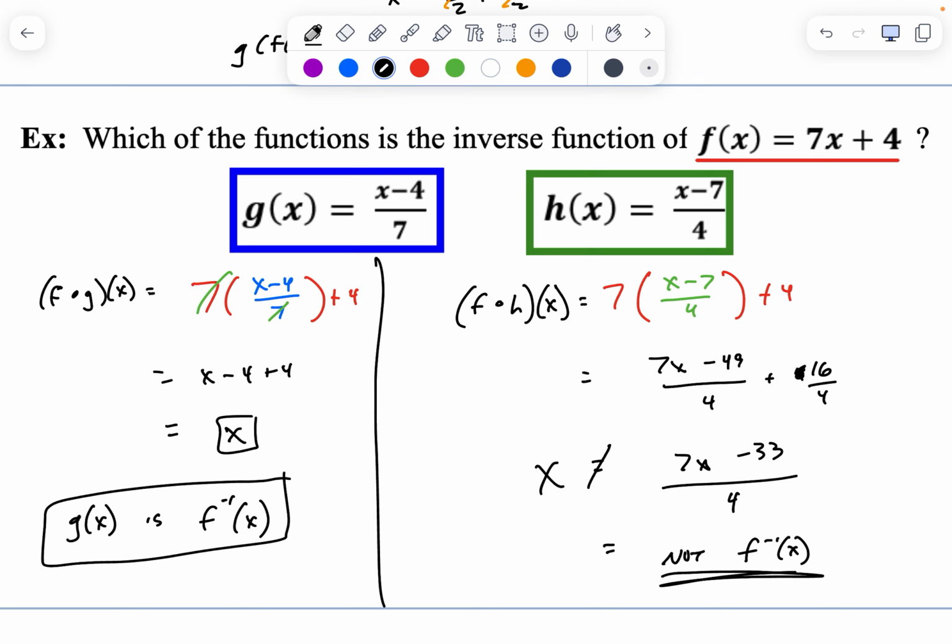Passes the horizontal line test, so you bet it does. Okay, so this was just a yes/no question. Yes, it has an inverse. Yes, it's invertible.